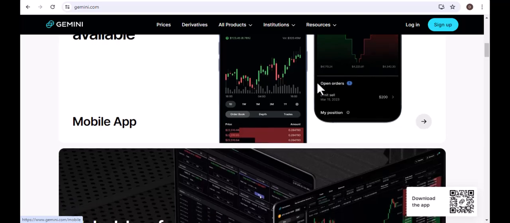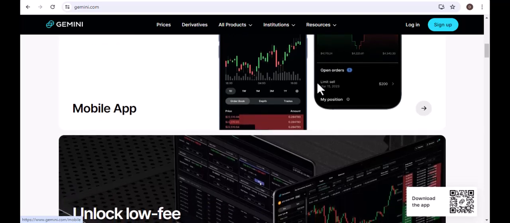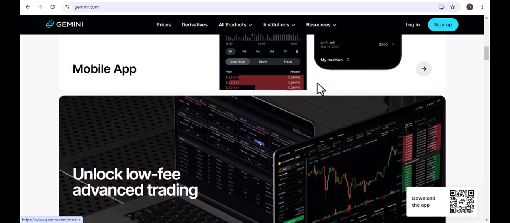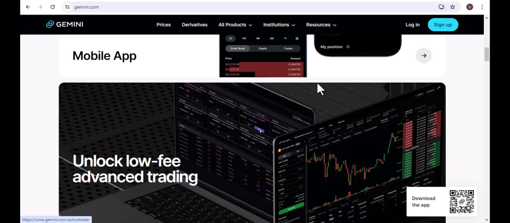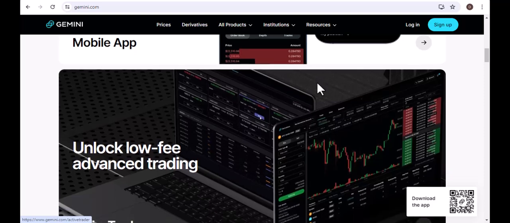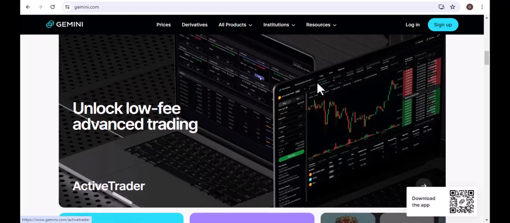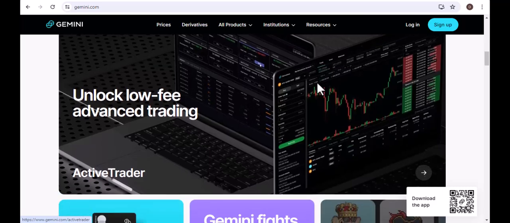The fill or kill, or FOK, order is even more aggressive. It demands that the entire order be filled immediately at the specified price or better, or it's canceled entirely. It's a powerful tool for a situation where you need to get a large position filled all at once and won't accept a partial fill.